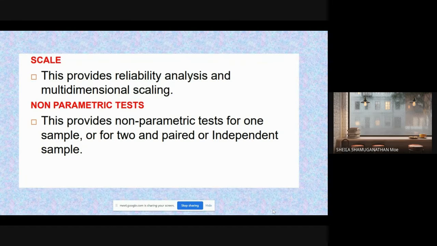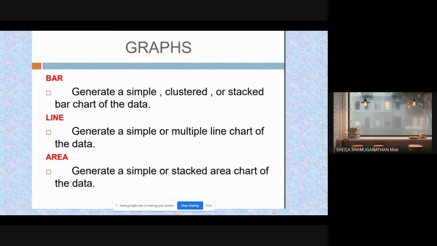Scale. This provides reliability. This also I have discussed before. Reliability, validity, whether all the questions that you put in your questionnaire really answer your research question. All right. Non-parametric test, for one sample or two samples, paired or independent samples. We have parametric and non-parametric tests. That one I will talk about later.